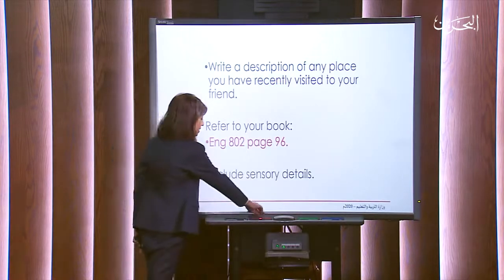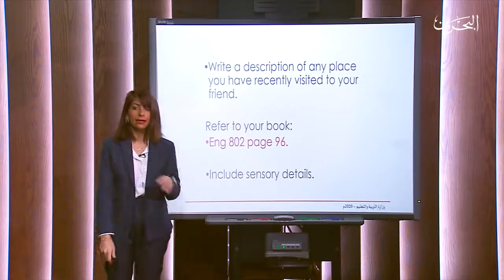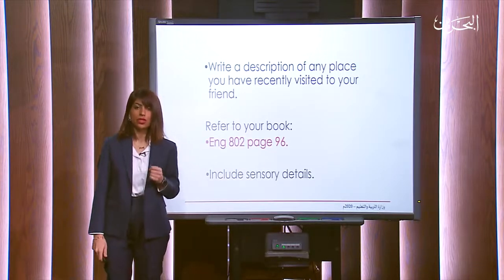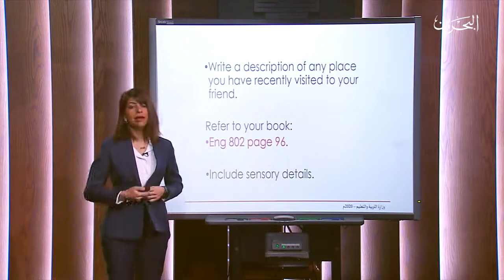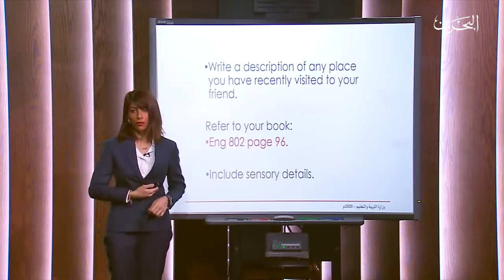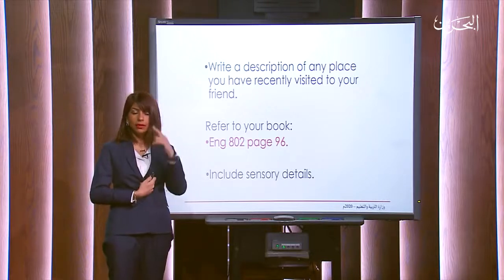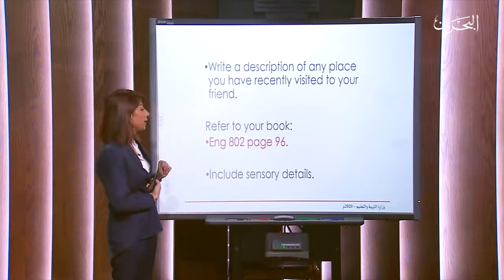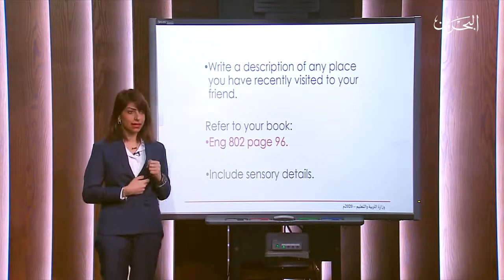Before I finish this lesson, I will ask you to write a description of any place you have recently visited to your friend. Again, when I say to your friend, I'm emphasizing that it's informal. You could refer back to your book, which is Project Success 1, English 802, page 96. You have to include sensory details. Don't forget.